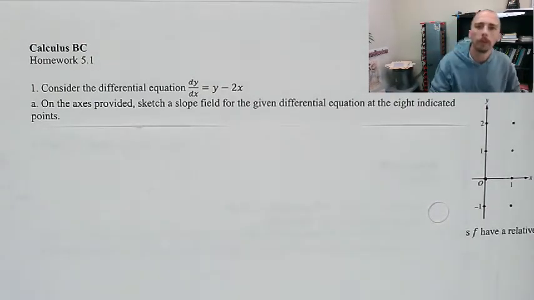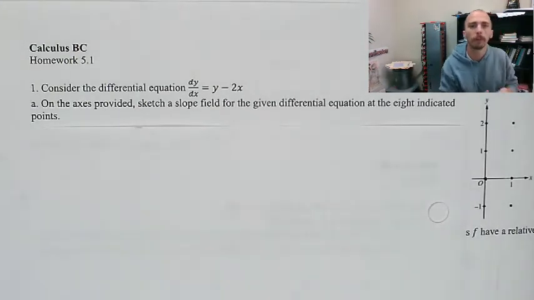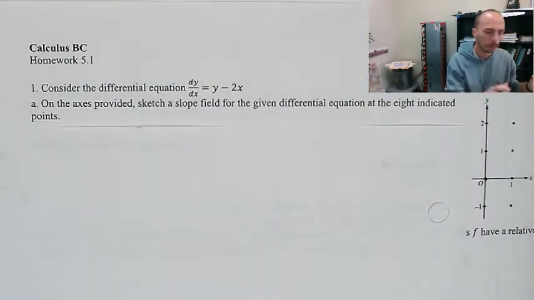Alright, welcome. In this video I'm going to be working some slope field examples. Specifically, I'm going to be working through BC Homework 5.1. It's going to start with a very typical slope field thing: here's some dots, color in a slope field.